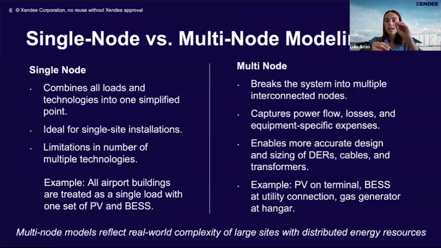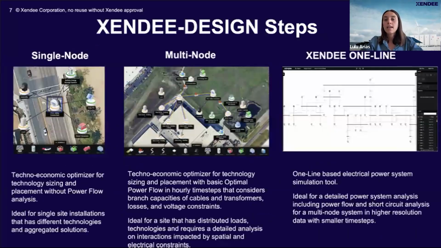So let's compare now single node and multi-node approaches. In a single node model, all loads and technologies are lumped into one point. It's great for small sites, but it ignores spatial details. For example, modeling an airport as one load misses how energy moves between terminals and hangars. Multi-node modeling, however, assigns each load and technology to its physical location. This lets you capture cable losses, optimize equipment placement, and design for real-world complexity. In Xendee, you can move from a single node to multi-node to one line with a couple of clicks.